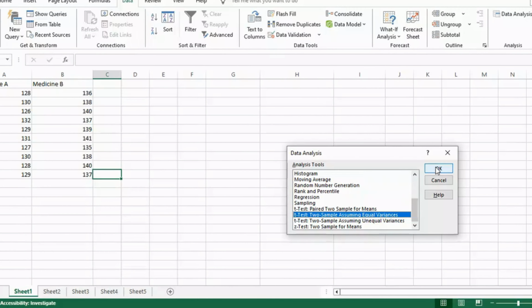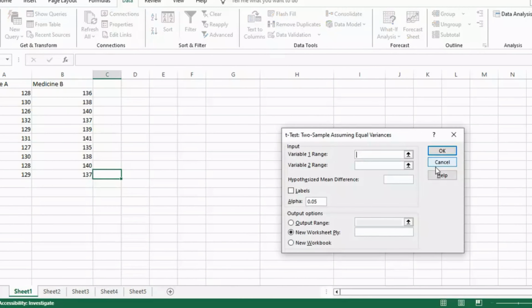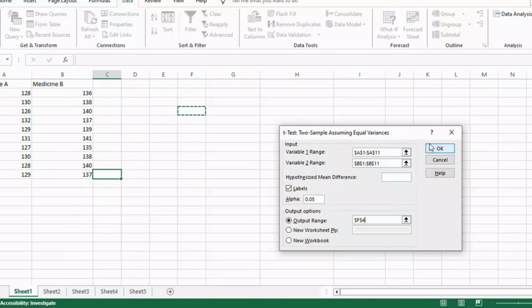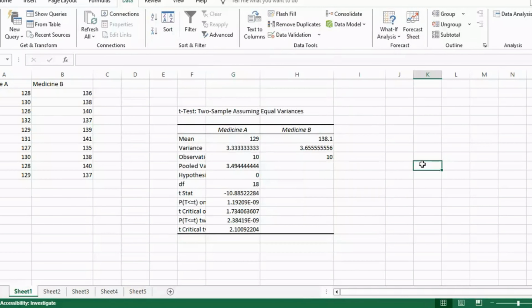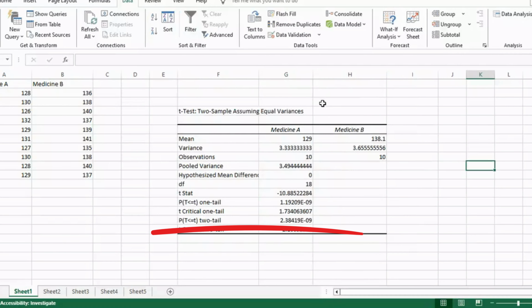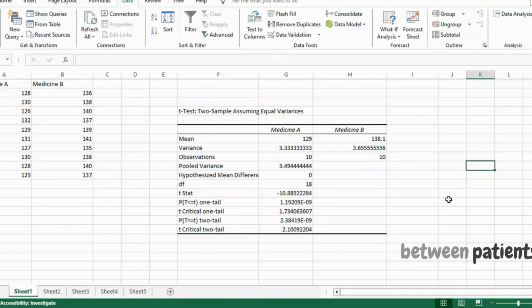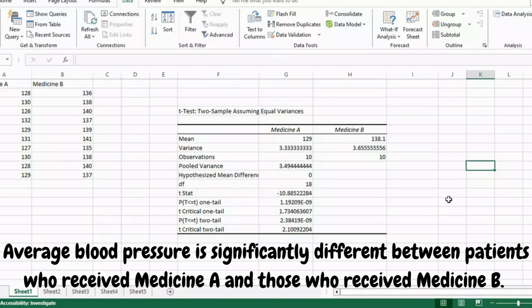In Excel, choose t-test two-sample assuming equal variances. After running the test, look at the two-tail value because we simply want to know whether the average blood pressure is different between the two medicines. In this example, the p-value is much smaller than 0.05. This means the difference is statistically significant. In simple words, the average blood pressure is significantly different between patients who received medicine A and those who received medicine B.